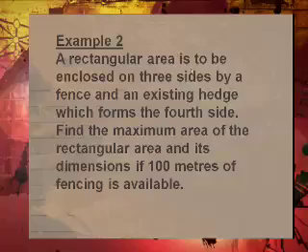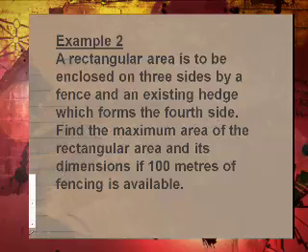Okay, let's look at some problems that are maybe a little bit less challenging than the previous lesson. So Matrix, let's read this. A rectangular area is to be enclosed on 3 sides by a fence and an existing hedge, which forms the 4th side.